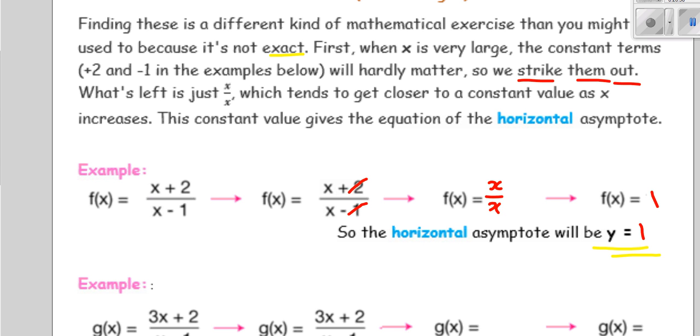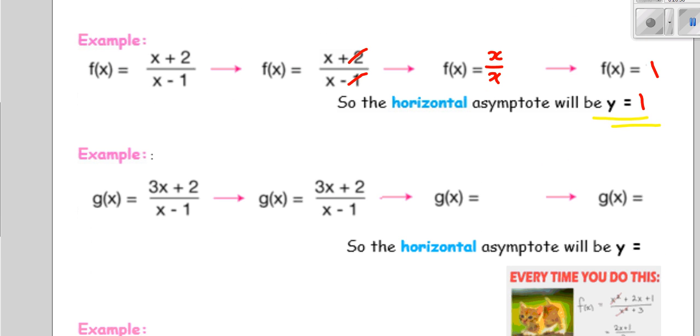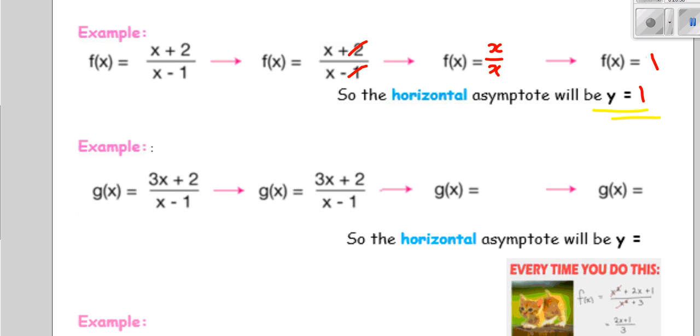So it is complicated and weird finding horizontal asymptotes. But this is just one method. There's all sorts of other weird methods as well. Here's another example. So same thing. This is the original function here.